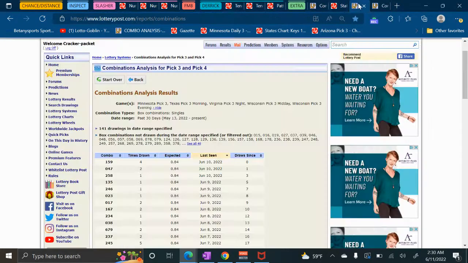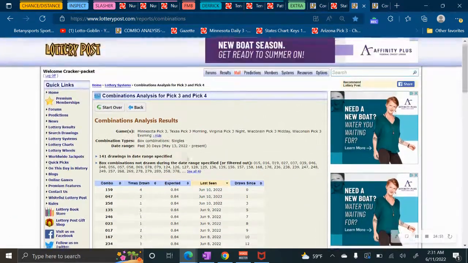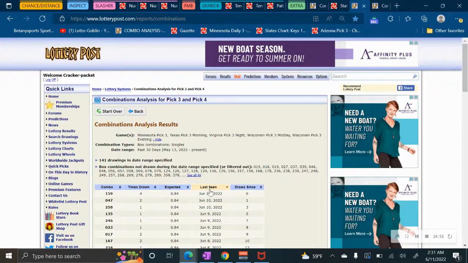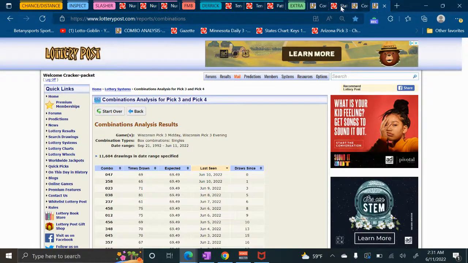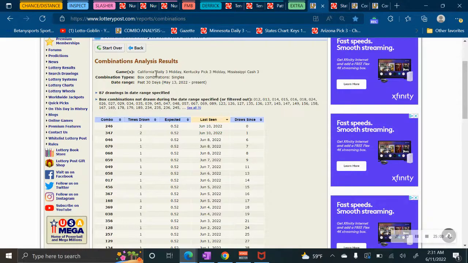Okay, now I got too many open here. These stupid ads over here. Okay, let's see what we got. So last seen. So this looks good. This is for something else I want to show you in a minute. Sorry, got too many things open. Okay, so here you go.